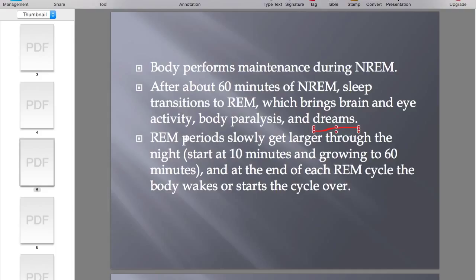So the strange thing is, REM periods, they're not all consistent in length. They start off at 10 minutes, but by the end of your sleep, your REM periods are lasting 60 minutes. And each time REM ends, you either go into another cycle starting with NREM, or your body wakes up.